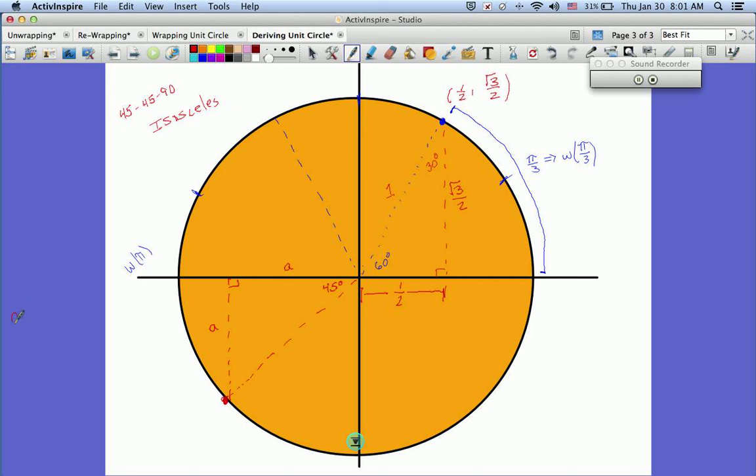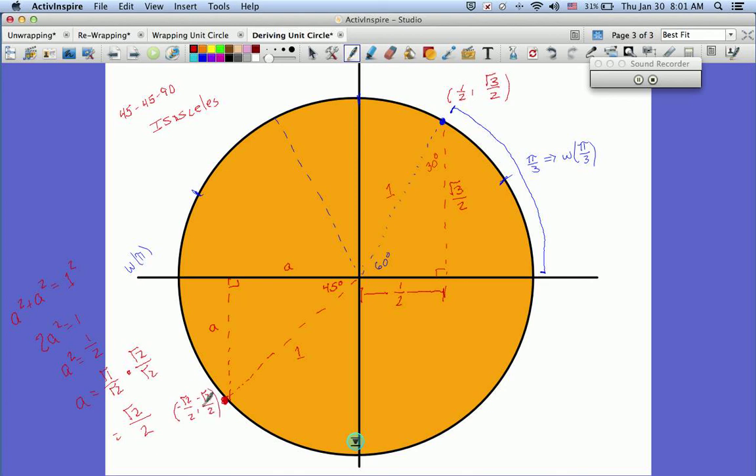So Pythagorean theorem says that a squared plus a squared equals 1 squared, the hypotenuse squared, which is 1. So 2a squared equals 1, which means a squared equals 1/2, which means a equals the square root of 1 over the square root of 2, which means I'm going to rationalize. The square root of 1 is 1. 1 times the square root of 2 is the square root of 2. And the square root of 2 times the square root of 2 is 2. So I get root 2 over 2. So my coordinates, because I'm in the third quadrant, are negative root 2 over 2 and negative root 2 over 2.